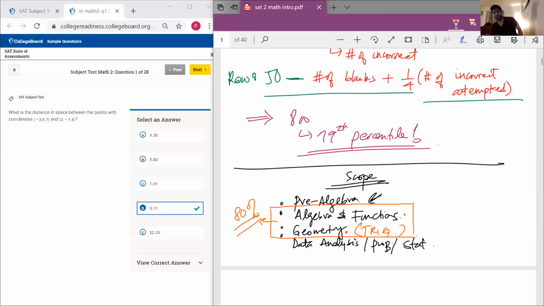Actually, I find that at the higher levels, trig is not going to be the issue. It's going to be three-dimensional geometry that a lot of students struggle with.